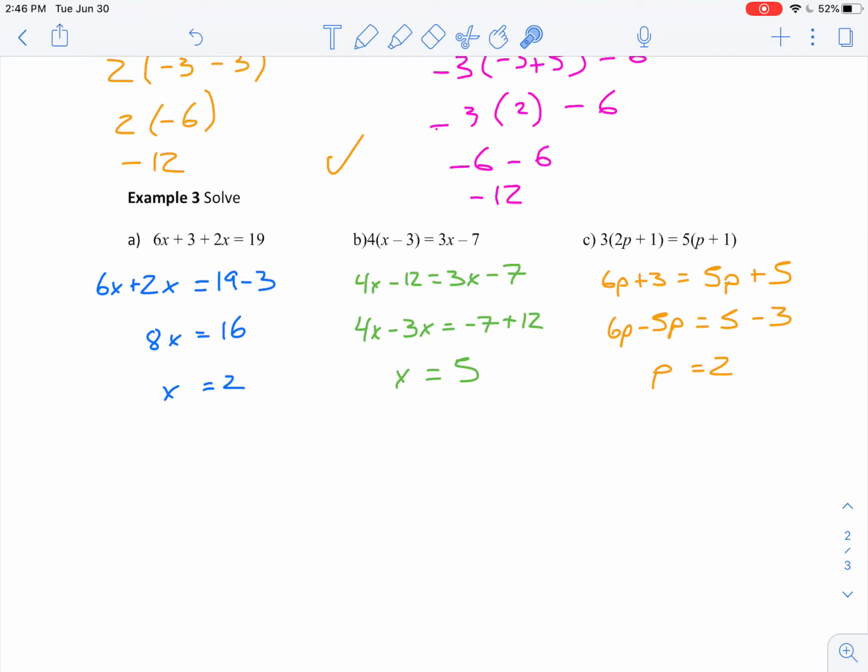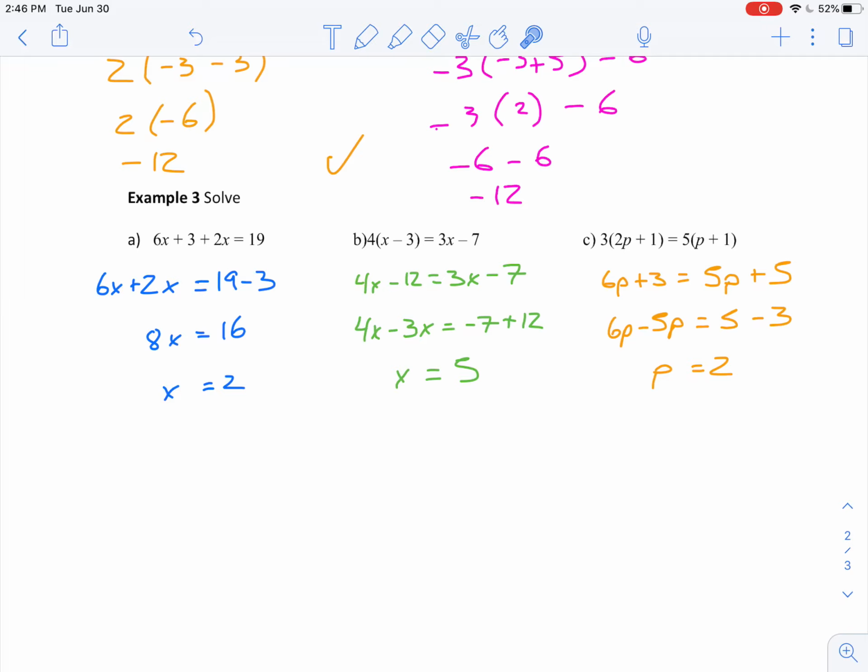Distribute 4 into (x minus 3), I get 4x minus 12 is equal to 3x minus 7. Bring my variable terms over, I brought this positive 3x over, becomes negative. Bring this negative 12 over, it becomes positive. Collect my like terms, 4x minus 3x is 1x, negative 7 plus 12 is 5.